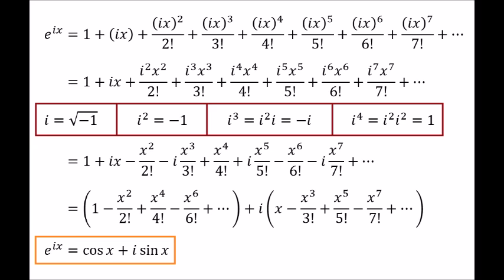Using those simplifications, we can collect like terms. By separating out the real and imaginary, we have 2 polynomials in parentheses. These look awfully similar to cosine and sine. Indeed, that's exactly what they are. Thus we have shown that e to the ix is equal to cosine x plus i sine x, Euler's formula. You may be wondering why I brought this up. Don't worry, it all ties into the master plan.